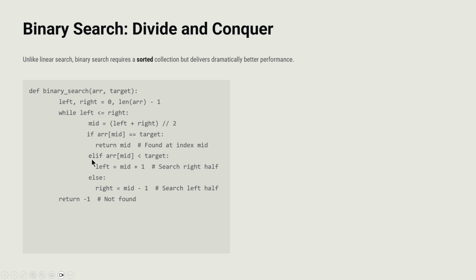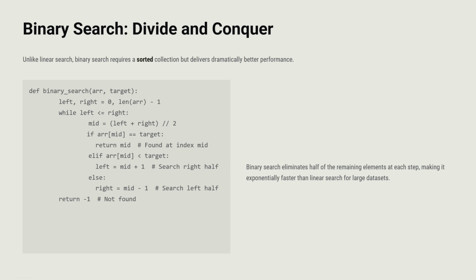If not, we ask another question: whether that value is smaller than the target. In that case, we will update the left index value and set it to mid plus 1. And if not, then we will update the right index value. We continue this loop, and once we come out of this loop, it means that we haven't found the correct index, or the element does not exist within the array, so we return -1 or None.